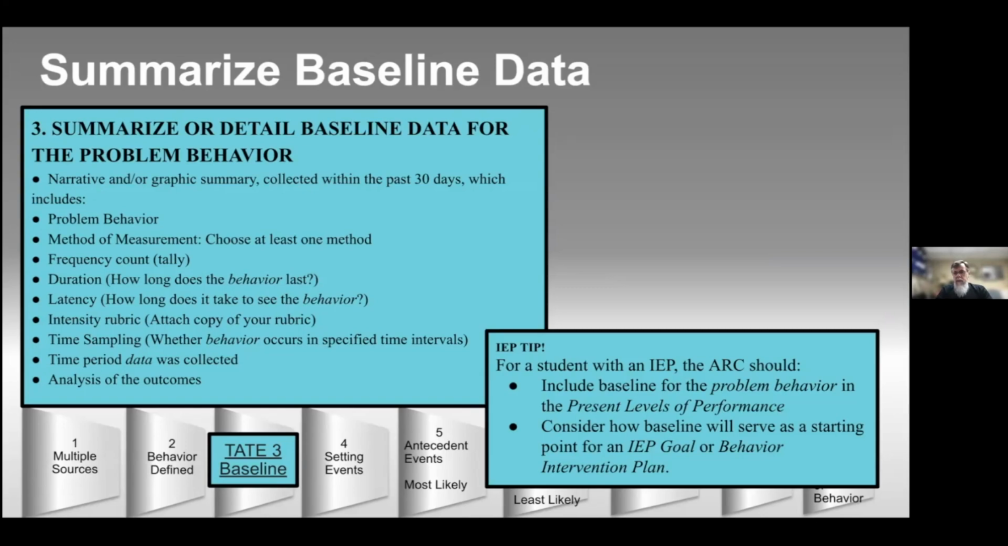You could also look at duration. When we're looking at duration, we often look at students off task, put their head down on their desk, or pull their hoodie up over their head, or start a tantrum. How long does that tantrum last? It has a beginning, has an end, and there's a length of time in between. So, what is that duration? How long does that behavior last?